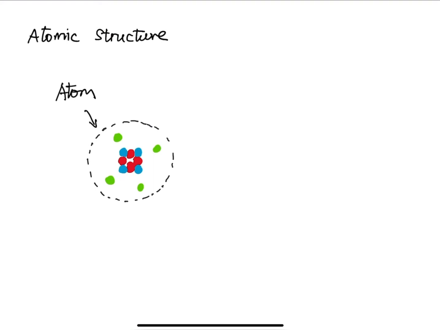Some properties of materials depend on the atomic structures. Each atom consists of a small nucleus. The nucleus is located at the center and its volume is small. And the electrons are moving around the nucleus.